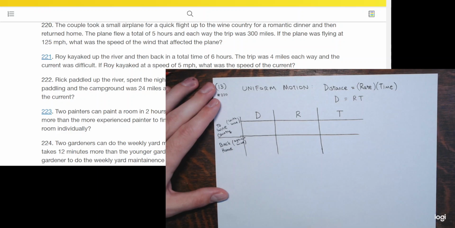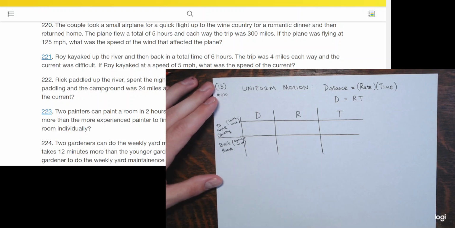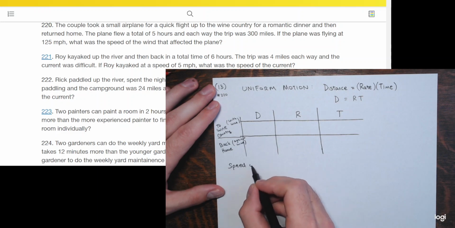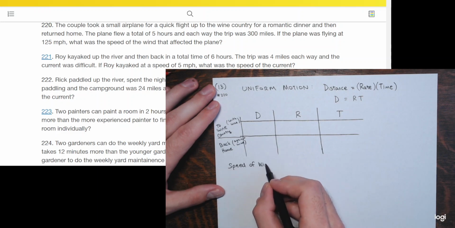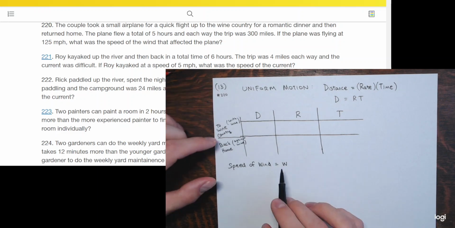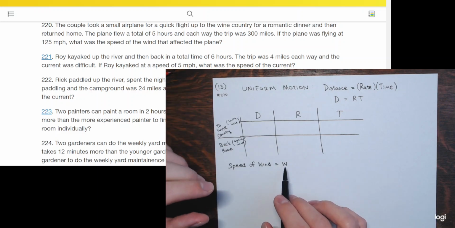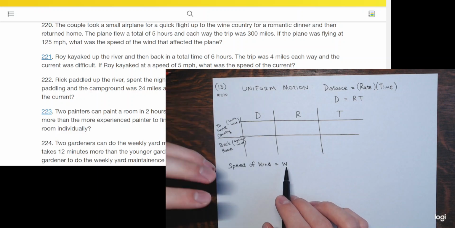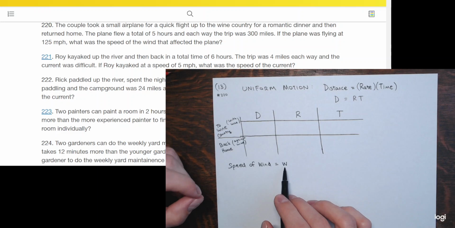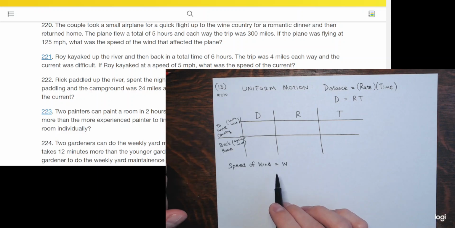They want us to find the speed of the wind. So I'm going to call the speed of the wind W for wind. Now remember, traveling with the wind, the speed of the wind makes us faster. It takes the speed of the plane and adds to it. When you're traveling against the wind, it slows you down. It takes the speed of the plane and subtracts the wind speed.